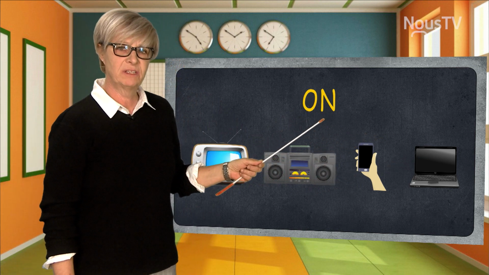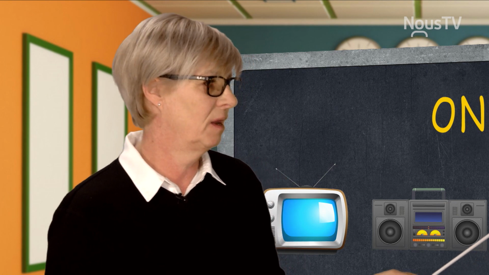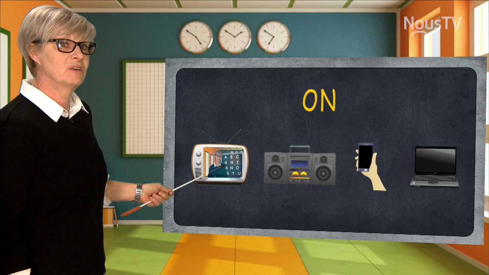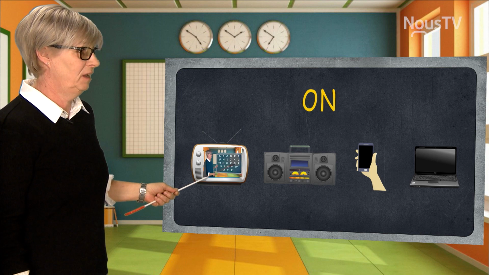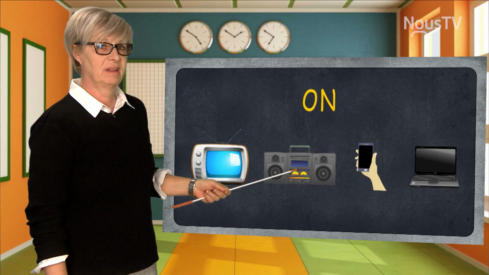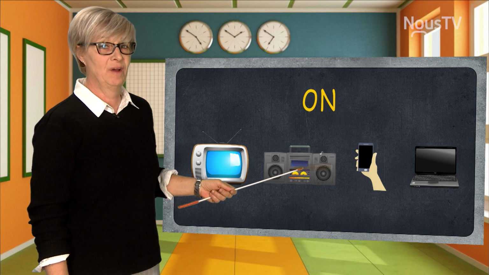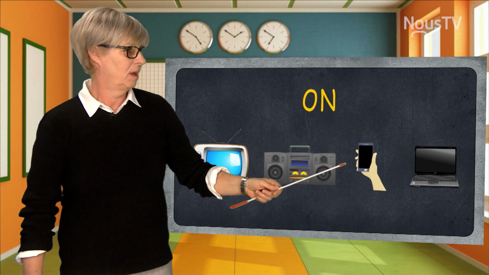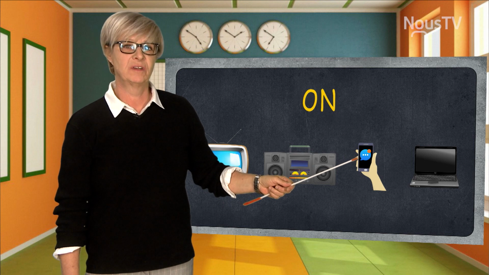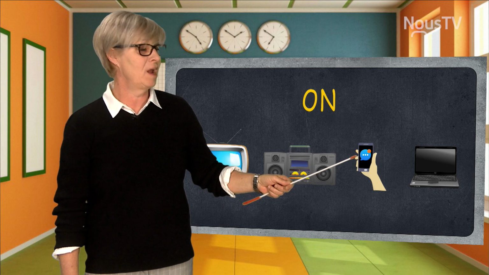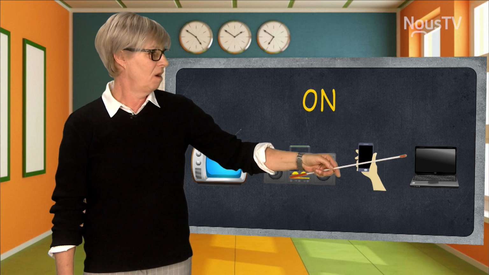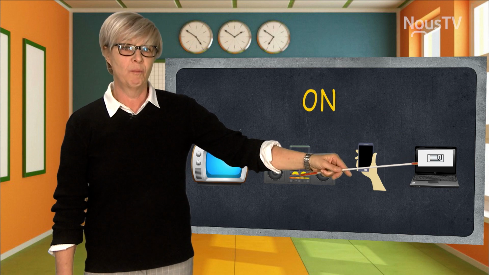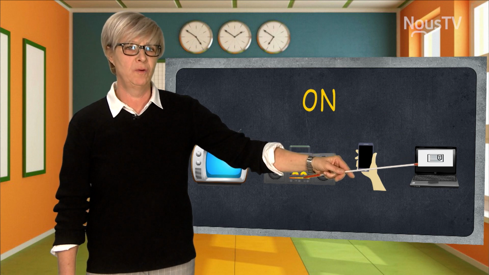So the preposition for anything electronic is on. There's a good show on TV. There's a good song on the radio. You are on your cell phone, chatting with a friend. Or you are doing homework on the computer.